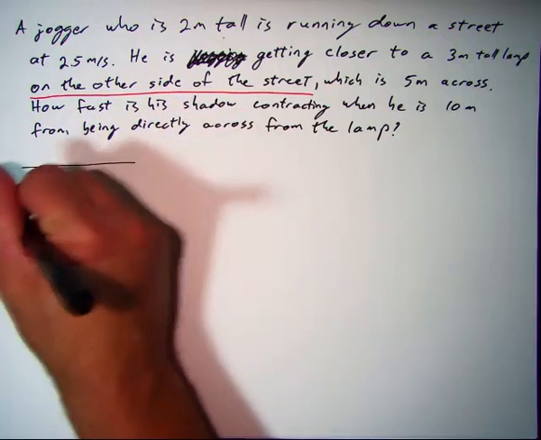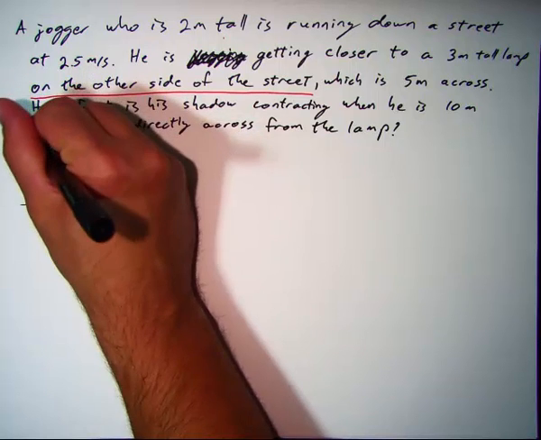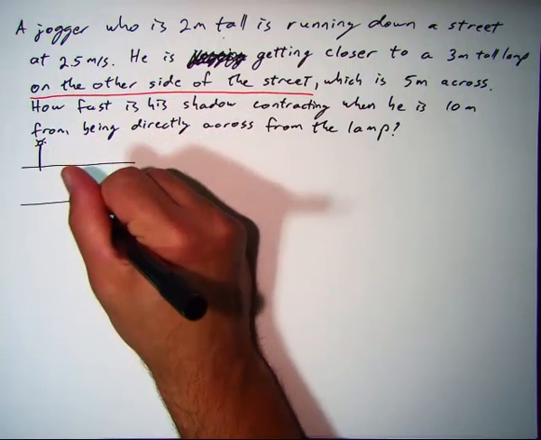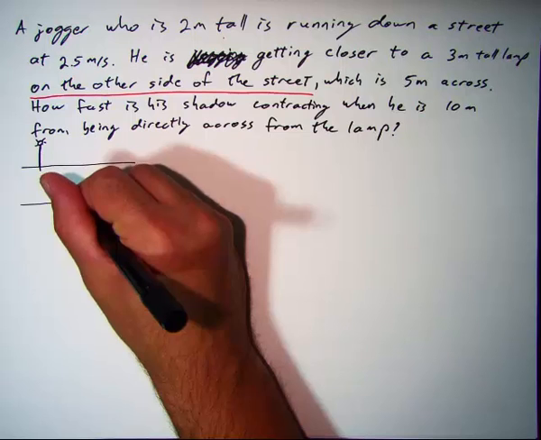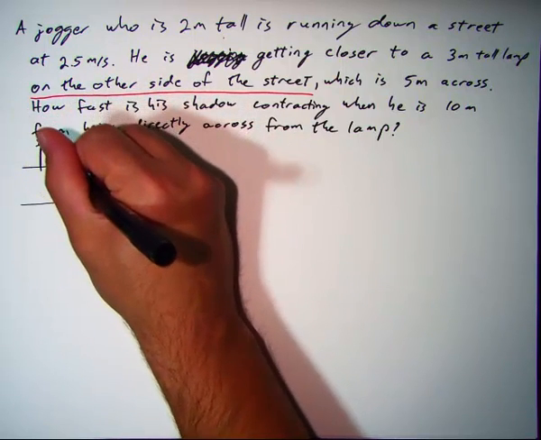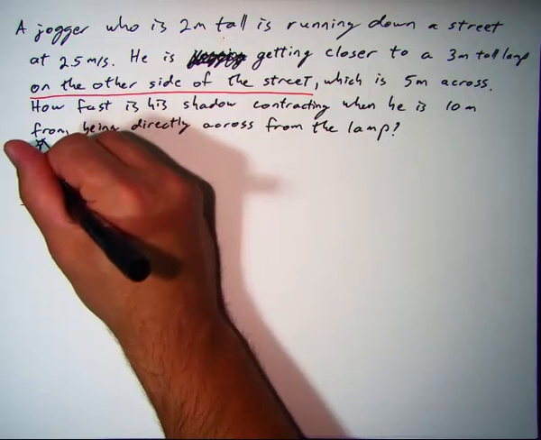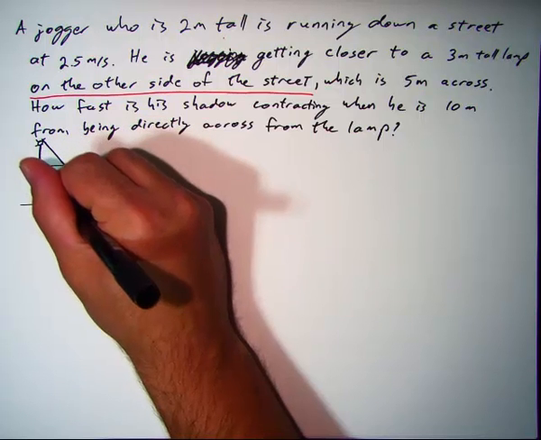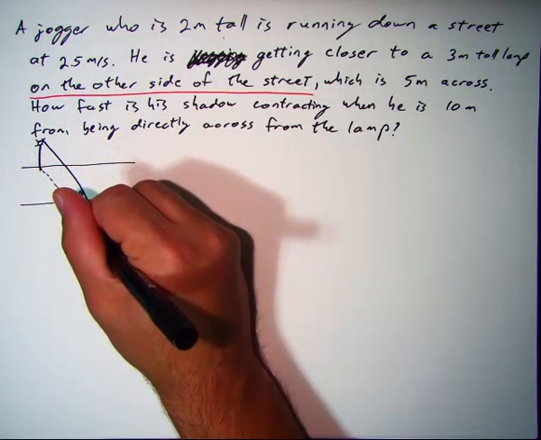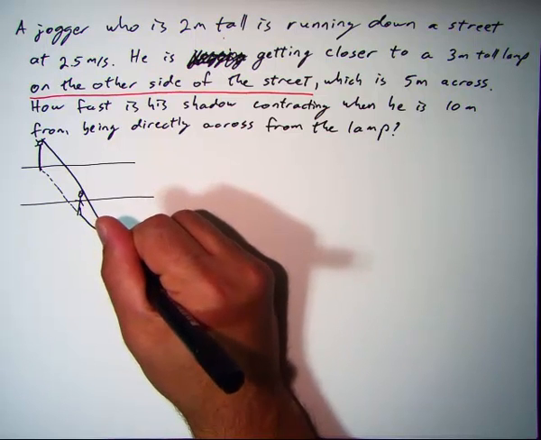So our diagram is different. Now our lamp is sitting over here, and our jogger is running over here. And so the shadow comes down across the street, and we don't really care about this distance so much, but the shadow itself will appear right over here.